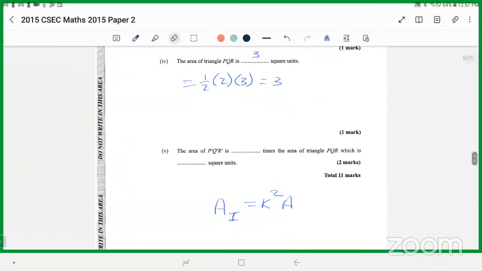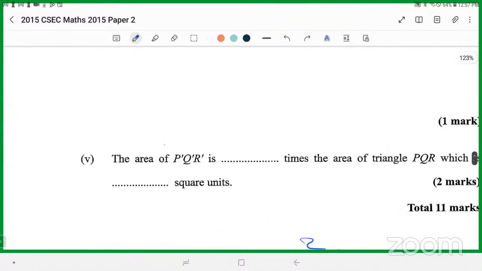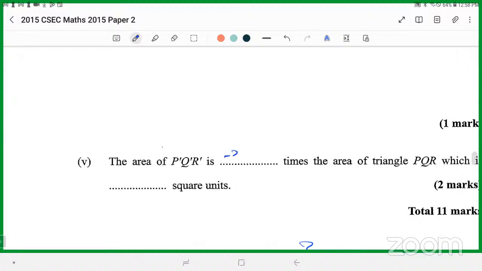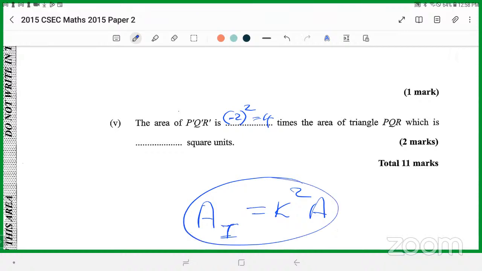See there? This is the area of the image. Area of P prime, Q prime. That's the area of the image, you know. Is the scale factor squared something times it? This is testing your knowledge of this. K squared. Well, you know the scale factor is negative 2. So you're going to write negative 2 squared, which is actually 4. It becomes 4 times. Well, that's how to get the 4. Negative 2 squared is just 4, using this knowledge that everybody should have inside this class.